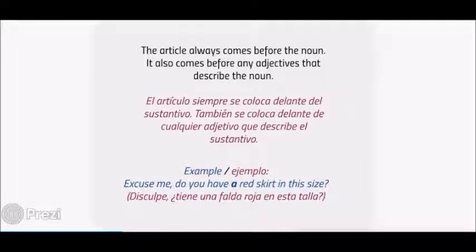The article always comes before the noun. It also comes before any adjectives that describe the noun. Example. Excuse me, do you have a red skirt in this size?